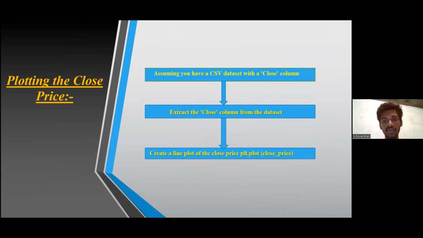I'll just show the three points I used to make my code. First of all, I divided my code into three basic parts. The first one is importing the CSV data and extracting the close and open data, meaning when the stock rises and when the stock closes. All of these come under extracting the close and open columns. Then I create a line plot and a close price plot based on this CSV data.